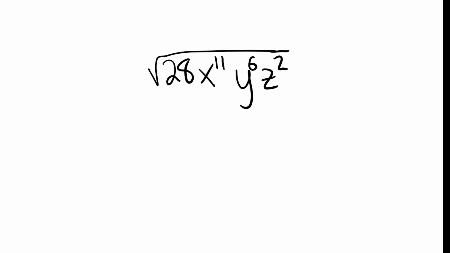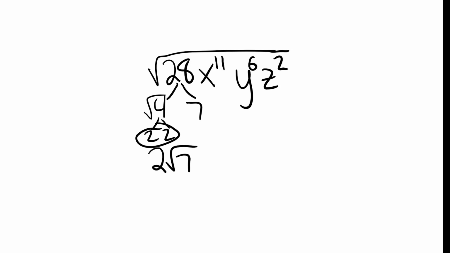All right, so first steps first. Let's deal with the 28. So what multiplies to 28? 4 and 7 multiply to 28. 4 splits to 2 and 2, or you could just say square root of 4 is 2. Either way, you get to pull out a 2, and you get a 2 root 7 for the root 28 part. But then I've got to deal with the x, the y, and the z.